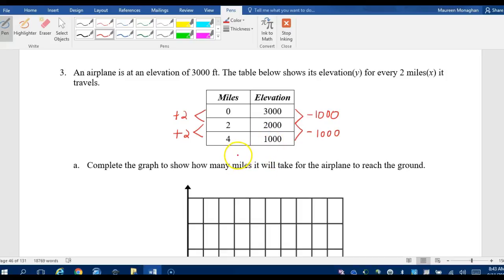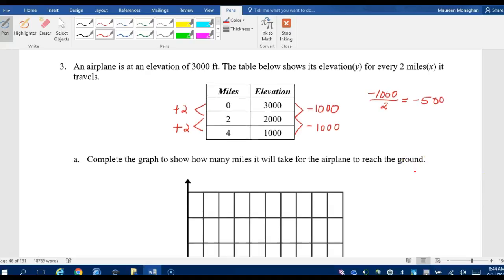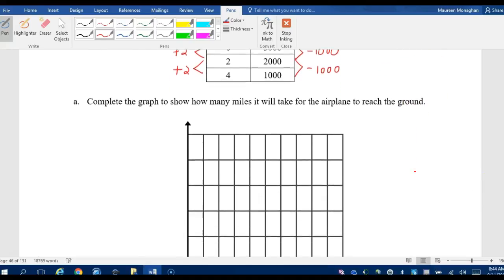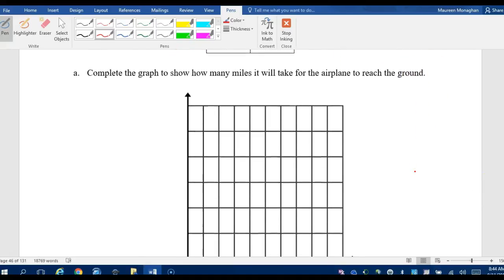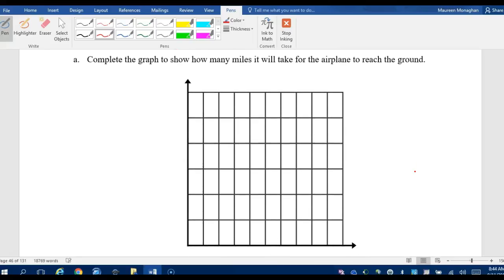Oh. That's going to take a little thinking then, isn't it? Because when we do our unit rate, we want it by 1. Well, another way to think of this is we could take negative 1,000 over 2, and that's going to show us that our rate of change is a negative 500. Okay, and now we get to graph this. So we have to strategize with our graphing to show this side is our elevation, of course.